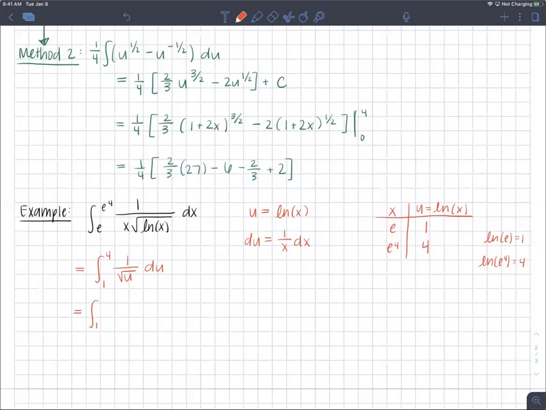And then you can rewrite this as u to the negative 1/2, which we've already seen. And then here, this is going to give you 2u to the positive 1/2 evaluated from 1 to 4. So this gives you, what is this, 2 times 2 is 4, minus 2 is 2. Cool, there we go.